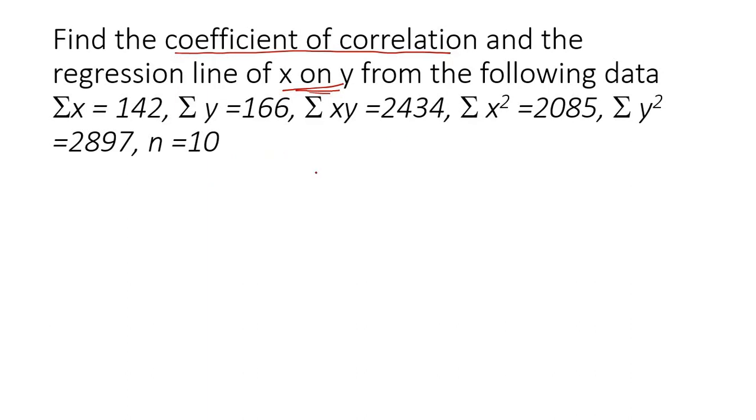Okay. So when we start this problem, first let me find out x bar, because we'll need it later on. It's summation x by n. So always write the formula when you do the computation. And so it's 142, as you can see in the question, divided by number of observations 10. So that is 14.2. So we have the average of x is 14.2.